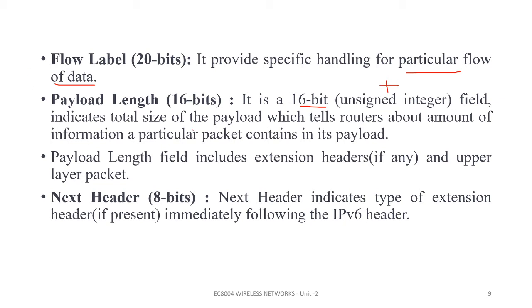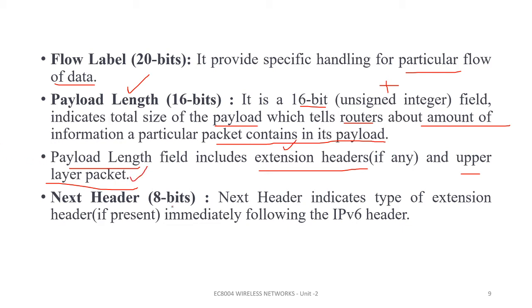This field indicates the total size of the payload, which tells the router the amount of information of a particular packet contained in the payload. How many packets are present in the payload is told by the length. What is the length of my packets present in the IP address? The payload length field includes the extension header, if any, and the upper layer packet also. Extension header will be there, and your upper layer packets also will be there.